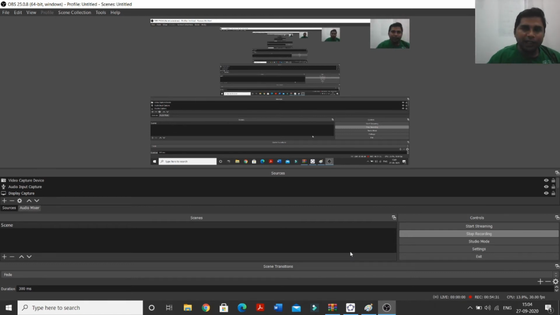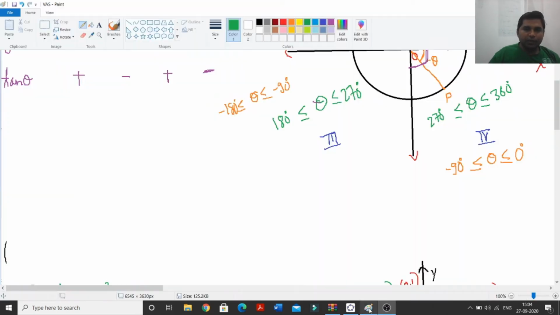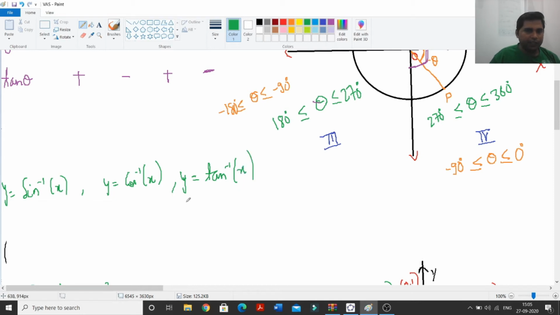Okay? Now I'm going to explain the inverse trigonometric functions. This concept will help you to find the solutions of trigonometric equations. So we'll be learning y is equal to sin inverse x. y is a function of x. y is equal to tan inverse x.